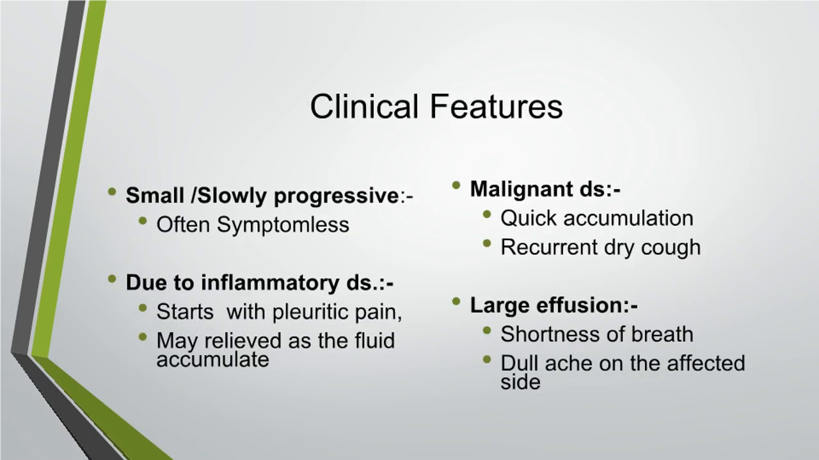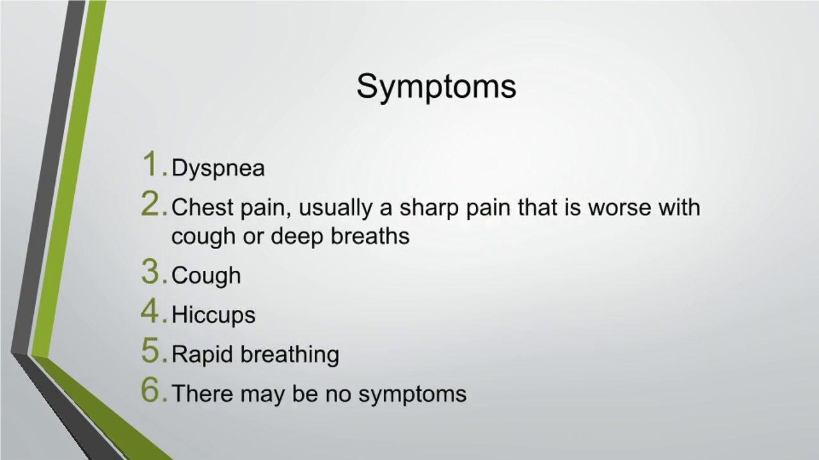Small or slowly progressive pleural effusion is rarely symptomatic, while large effusion causes breathlessness with dull pain. Effusion due to malignancy tends to quickly fill the pleural space and causes recurrent dry cough. Pleuritic pain is seen initially when associated with inflammatory disease. Common symptoms of pleural effusion are shortness of breath, chest pain, cough, hiccups. Patient may have no symptoms at all.